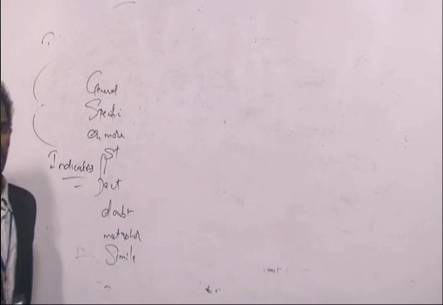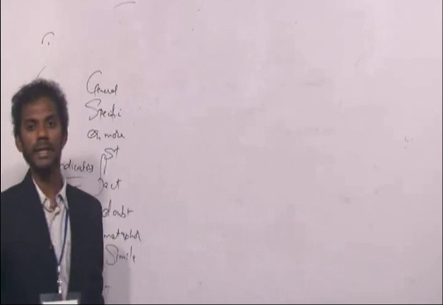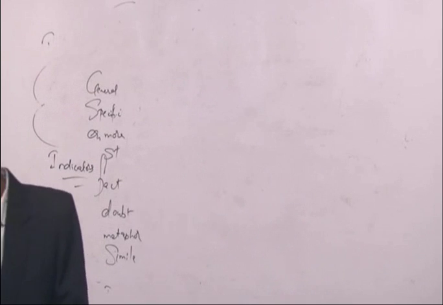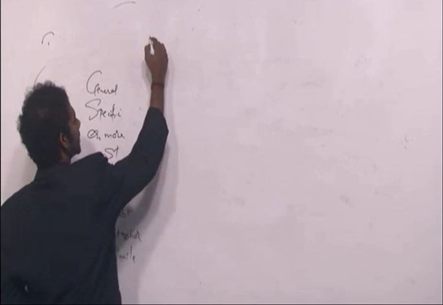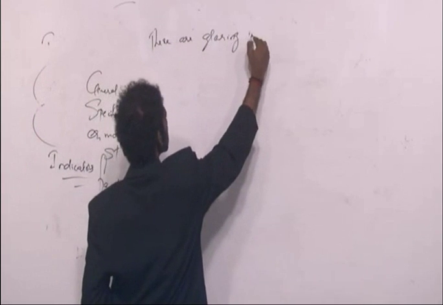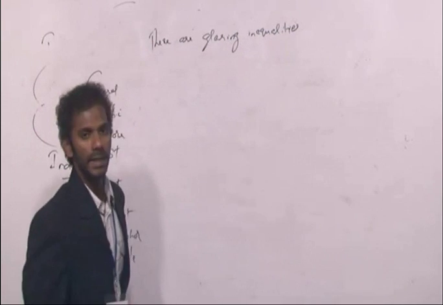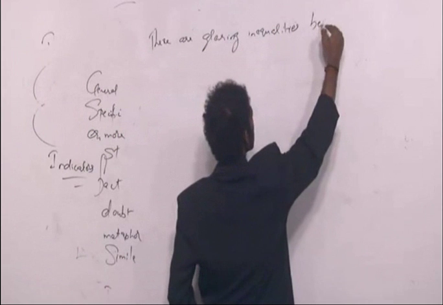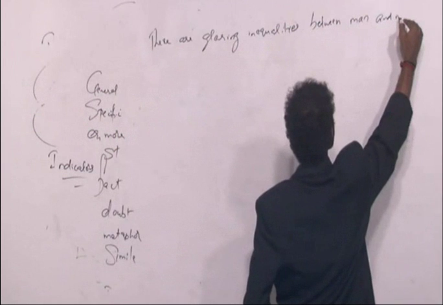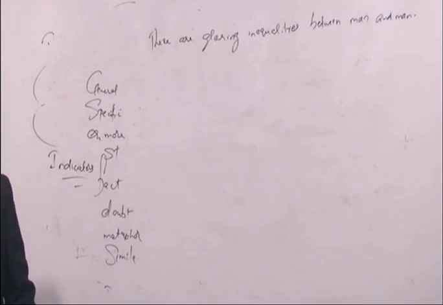I'll write down the question on the board. You may take down. I'll give you some options as well. Think about what can be inferred from this particular question. Clear? Fine. The question is this. You may take down. There are glaring inequalities between man and man.